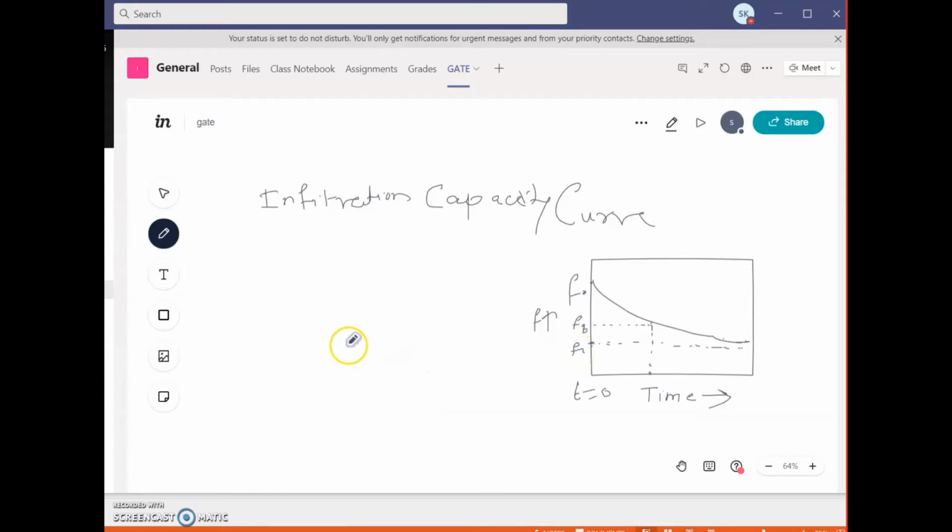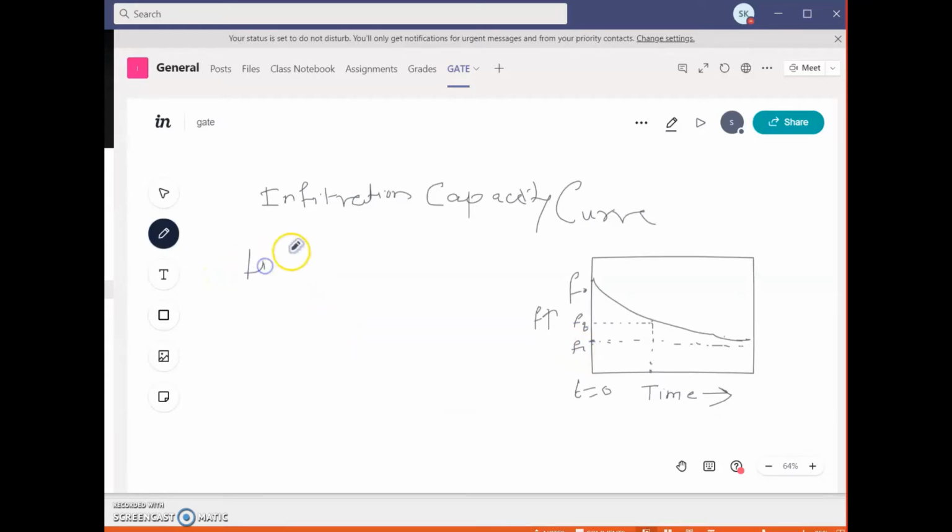And this one is fc. Okay, so Horton has developed a curve. The scientist who developed this particular equation is named Horton. So we are going to discuss Horton's equation. What is that equation? I will just enlarge the size.